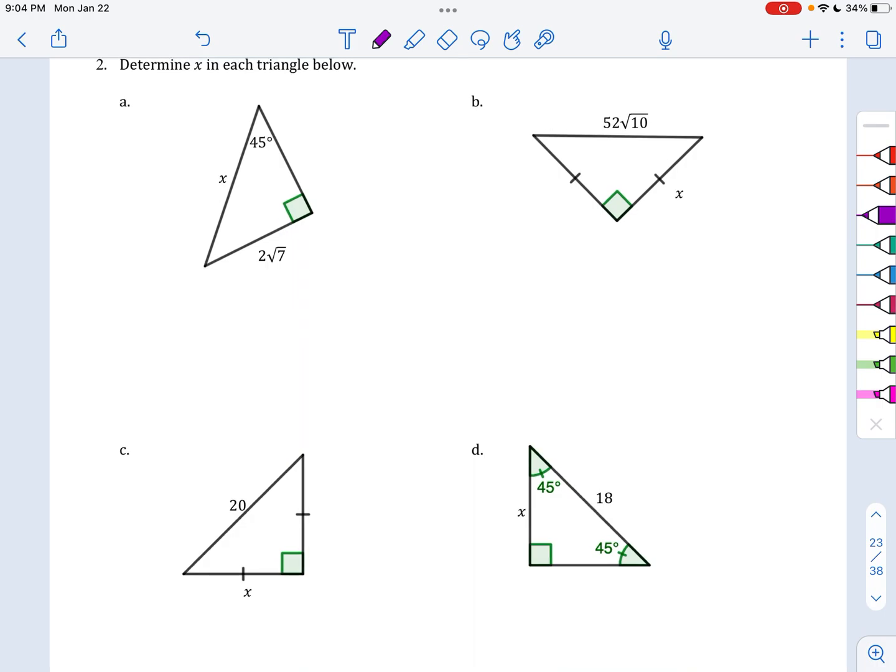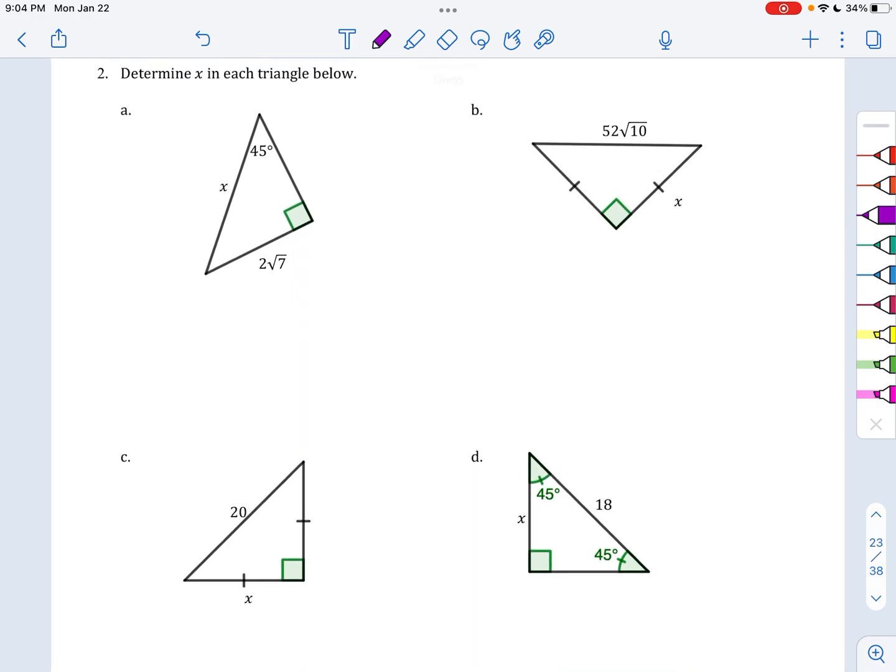Okay, take a moment. Try question 2, parts A, B, C, and D. Pause the screen, and when you are ready to check your answers, come on back. Okay, so taking a look here, across from my 45-degree angle, I have 2 root 7. So this is also 2 root 7. And then my hypotenuse will be 2 root 7 times square root of 2, which is 2 root 14.